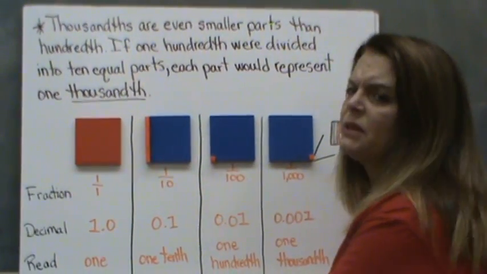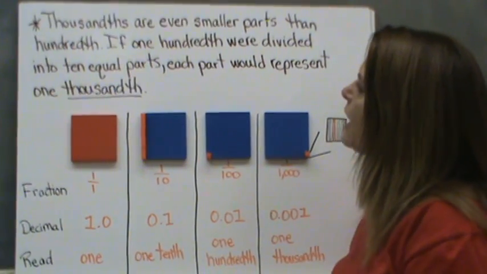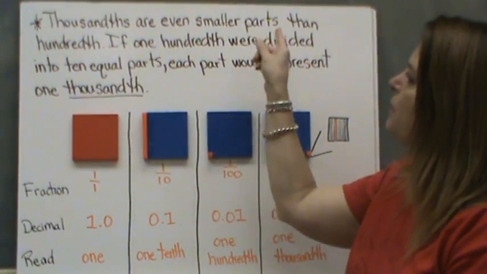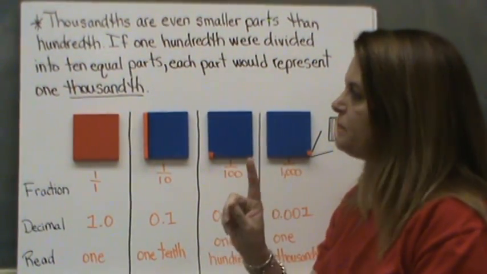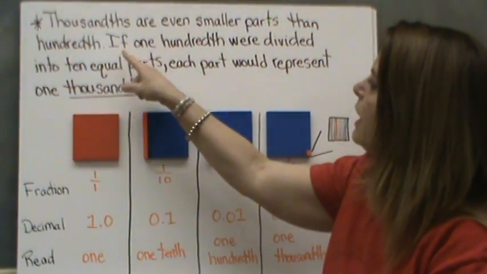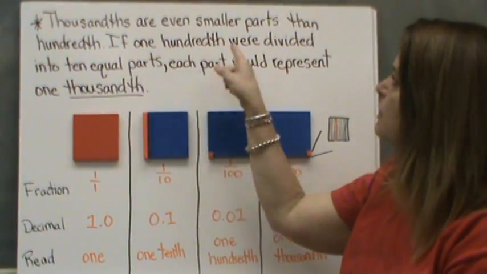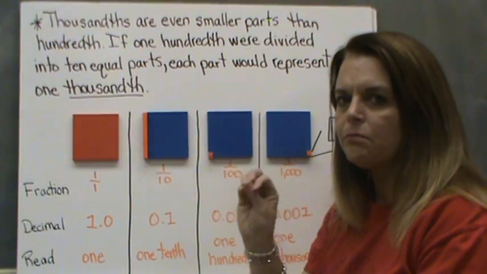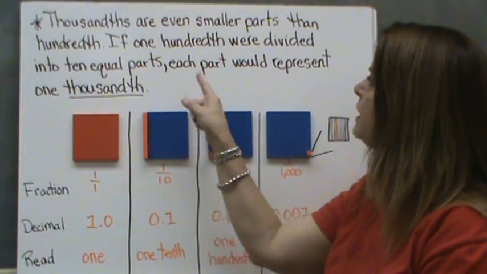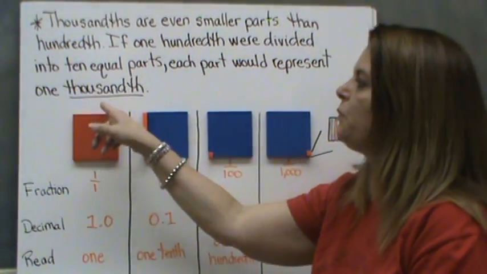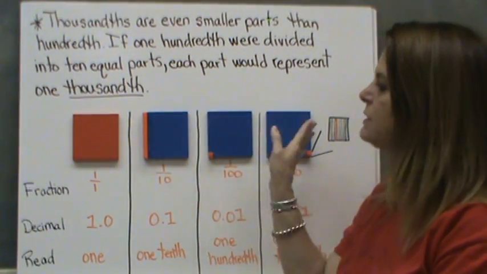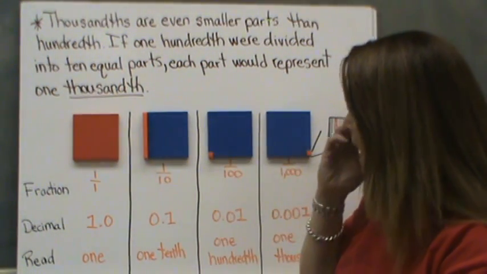Well, exactly how much is a thousandth? Thousandths are even smaller parts than the hundredths. Now, the hundredths are small. If a hundredth were divided into 10 equal parts, then each part would represent a thousandth. So let's look at it this way with our fractions.